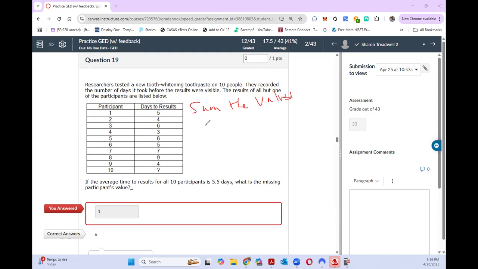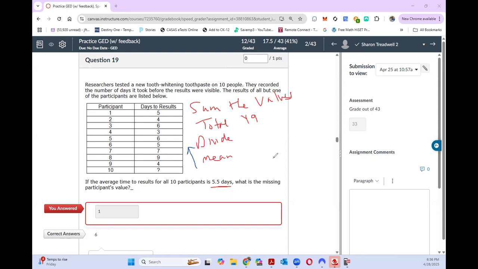So you said the total was 49. Got your total. And then you divide. Now, they gave us the mean, 5.5. So this is what we do. We sum the values, get our total, we divide by how many there are, we get our mean. Well, the difference is they already gave us the mean. So we got to go backwards. So the opposite of division is what?